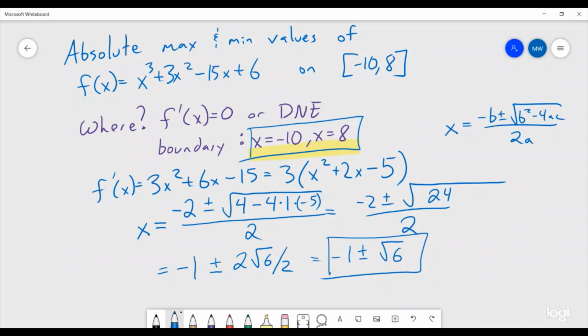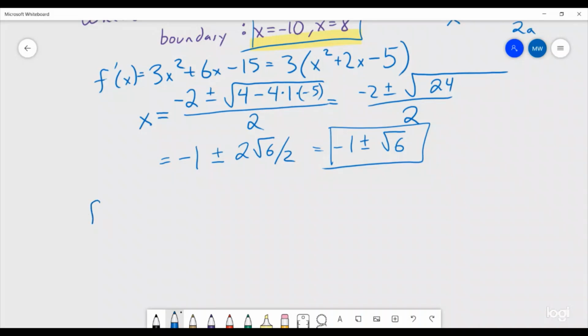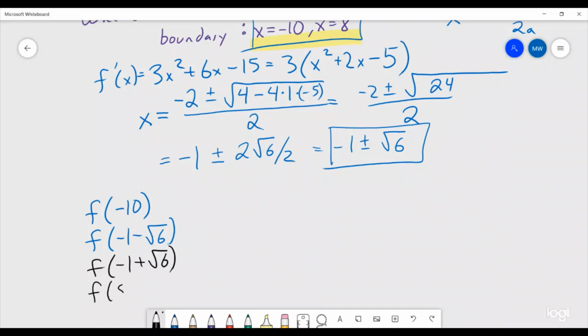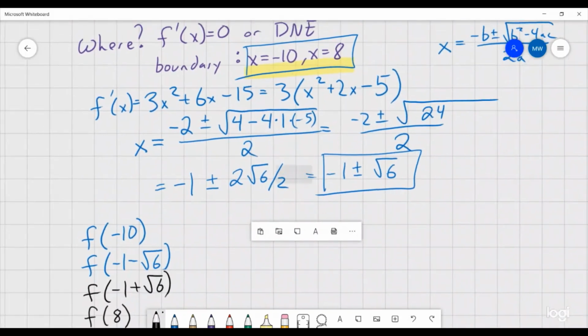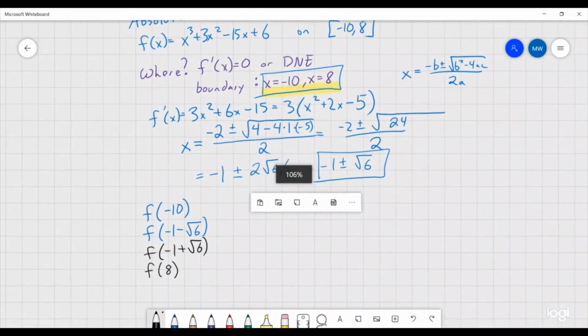So what we could do is figure out where these maximums and minimums are by using the first derivative test or the second derivative test. If you don't remember those, check out one of those videos or look it up in the textbook. But all we care about are the absolute maximum and minimum values, so we just have to plug these 4 values into our function. So we're going to need to know what is f of -10, f of -1 minus the square root of 6, f of -1 plus the square root of 6, and then f of 8.